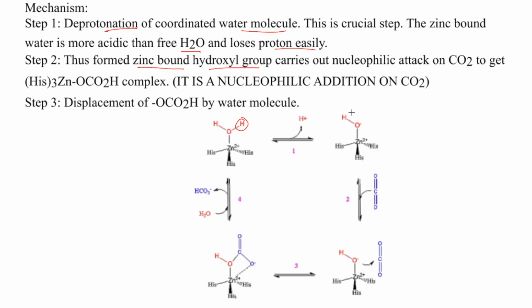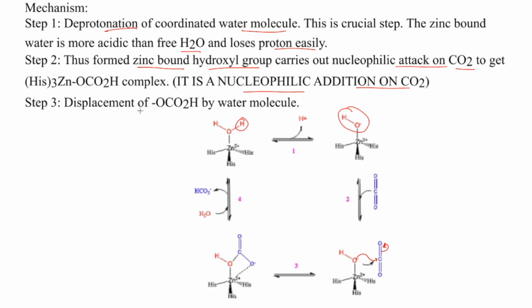Now here I have zinc bound hydroxyl group, and it carries out nucleophilic attack on the carbon dioxide. So it forms a carboxylic acid group attached to the metal. Now it is a nucleophilic addition on carbon dioxide. This should be very much clear to you.